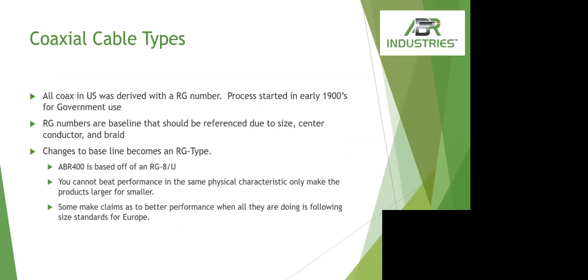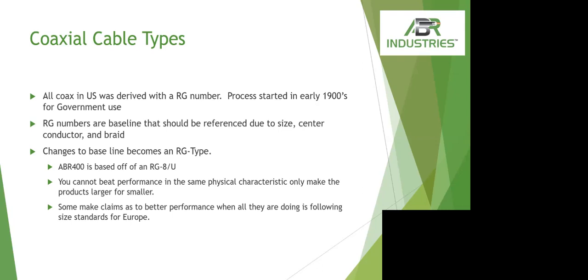So when we look at coaxial cable types, it's a lot of stuff. It's alphabet soup, but it's all derived from an RG radio grade number, with the process started in the early 1900s for government use. The RG number is a baseline today, though. It should be used as a reference for size, center diameter. So when we look at different products, we always look at an RG number as a basis of design.